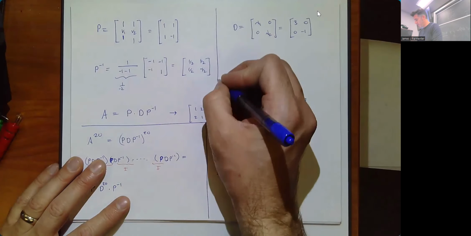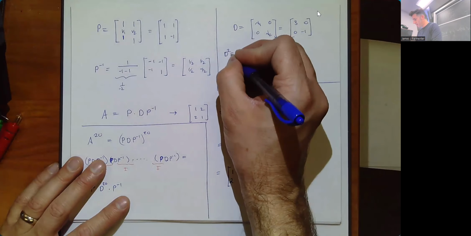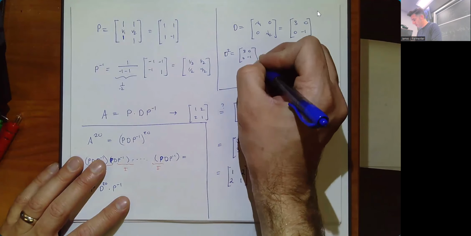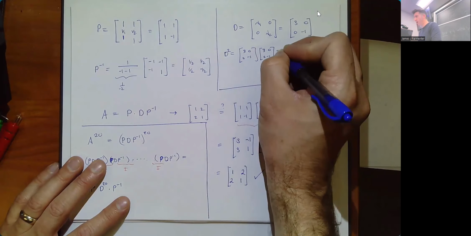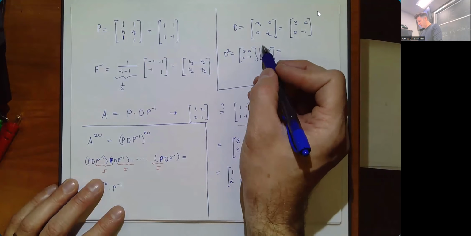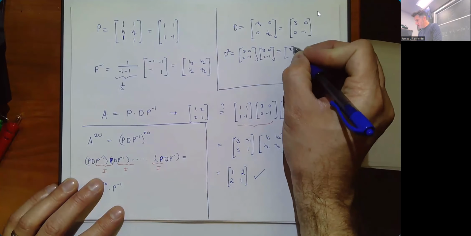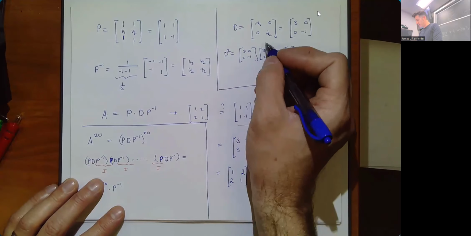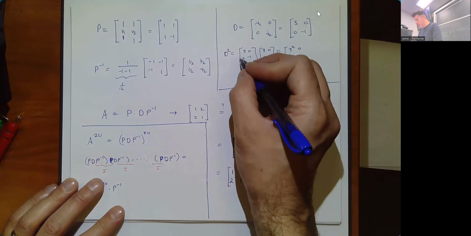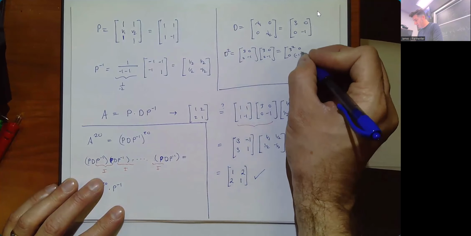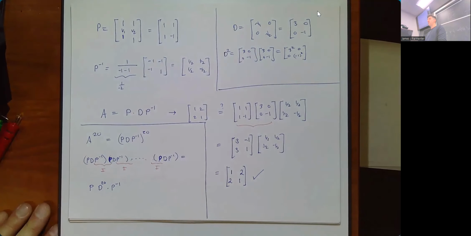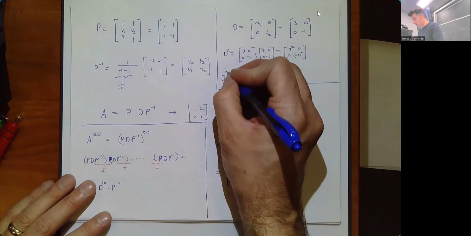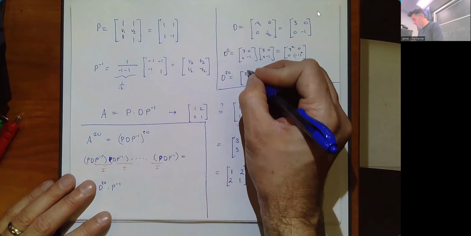So, just as a quick aside over here, D squared is 3, 0, 0, -1 times 3, 0, 0, -1. But look, when you multiply this out, you get 3 times 3 plus 0 times 0. You get 3 times 0 plus 0 times -1, which is 0. You get 0, -1 times 3, 0, which is also 0. And you get 0, -1 dotted with 0, -1, which is -1 times -1. When you square a diagonal matrix, or when you raise a diagonal matrix to any power, you just raise the diagonal entries to that power. Always.